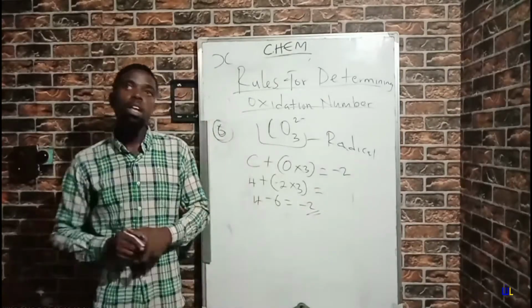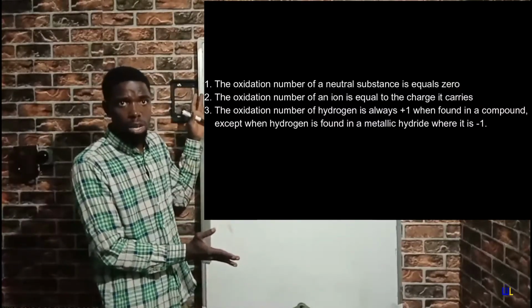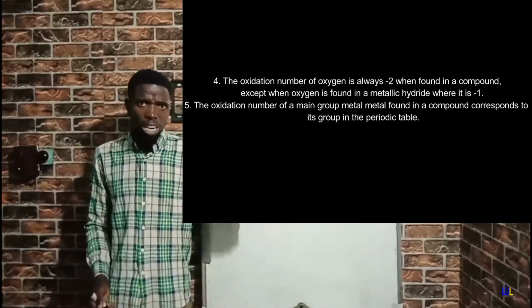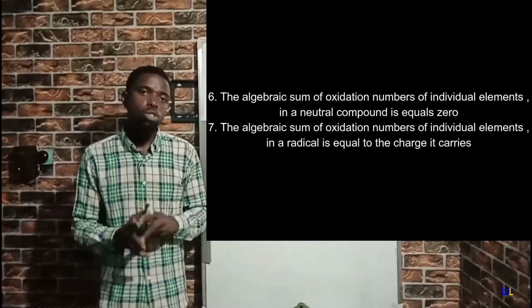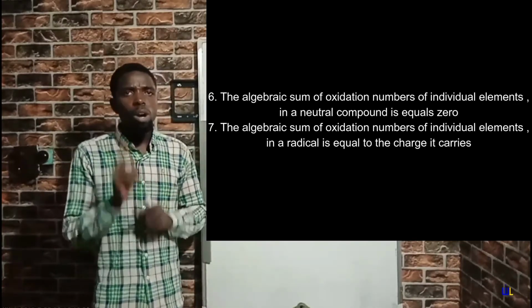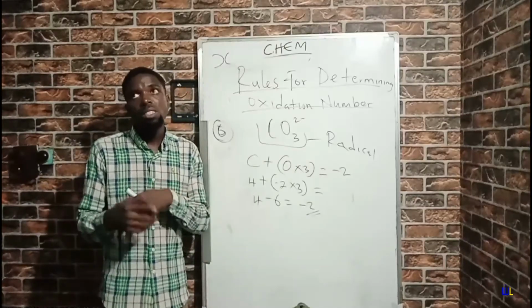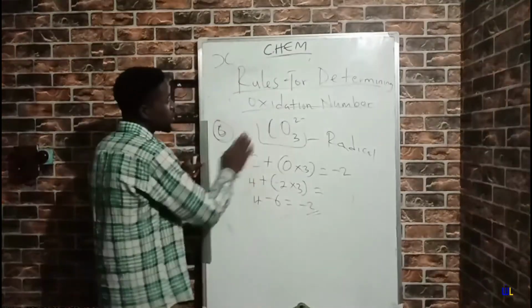So have this in mind, that once you follow these 7 rules, which I'll put right there so you can see them, you will be able to solve questions with respect to oxidation number. Now, we are going to solve some questions and find the oxidation numbers of elements inside compounds and radicals just to end the video, so that you could also go out and try other examples.